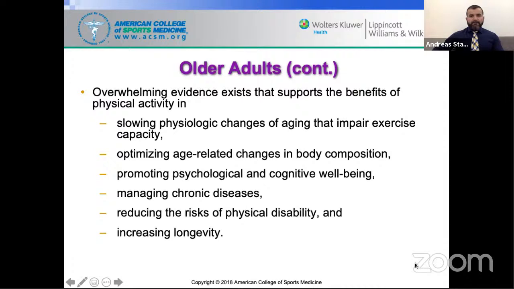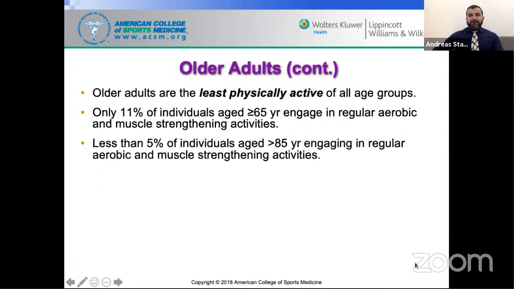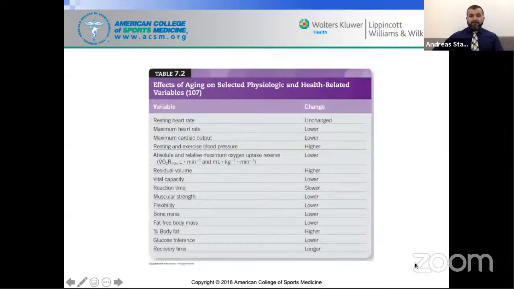All these great benefits, we've covered them already. The least physically active groups, right? And we know that that group is becoming bigger and bigger. 11% of individuals 65 and above engage in regular aerobic exercise and muscle strengthening activities. And one more piece of data that is alarming: less than 5% of individuals aged 85 and above engage in regular aerobic and muscle strengthening activities. We talked about all this. If you don't know any of the variables, go back and revisit. We've covered them in 212. You should know all of this.